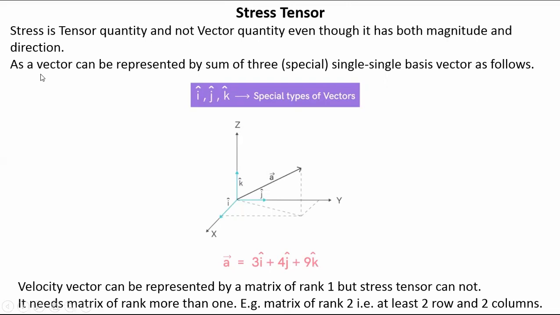What it means is a vector can be represented by a sum of single basis vectors as follows. In the diagram you can see these are the x, y, and z coordinates, and i, j, k are the special types of vectors. A velocity vector can be represented by a rank 1 matrix, as I have already told, but stress tensor cannot. It needs a matrix of higher rank than 1.